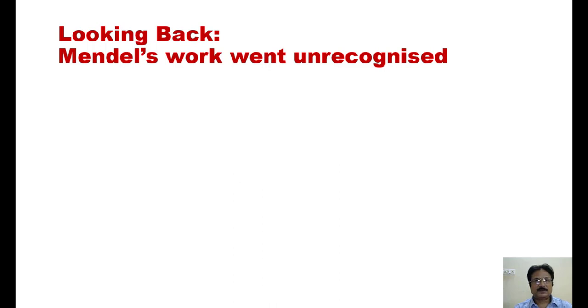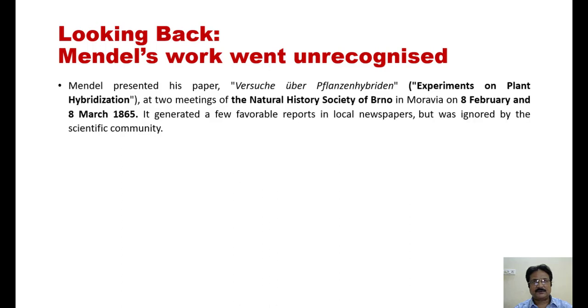Now, we'll start with looking back. Mendel's effort did not go in vain, but for a certain period of time it was unrecognized. But in 1900 and thereafter, it is Mendel's work on which genetics is based. Mendel presented his paper, Experiments on Plant Hybridization, at two meetings of the Natural History Society of Brno in Moravia. It was on the 8th February and 8th March of 1865.